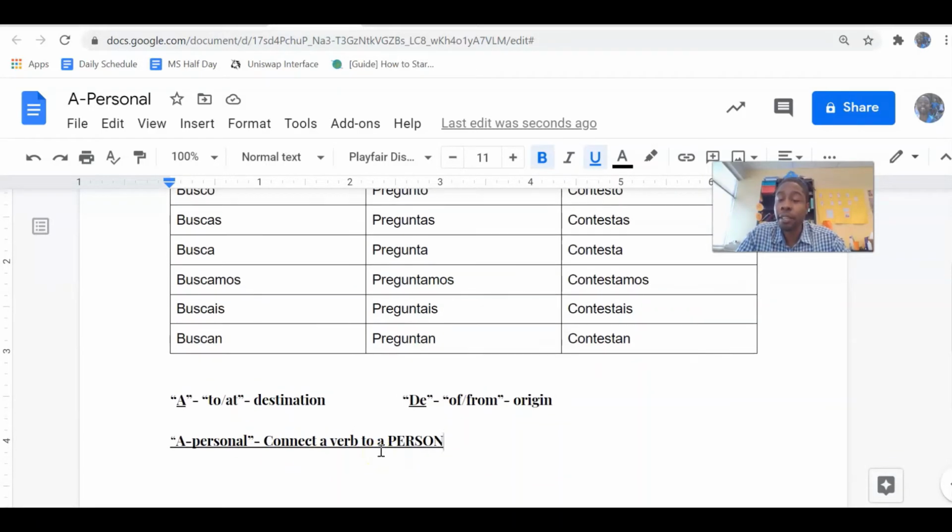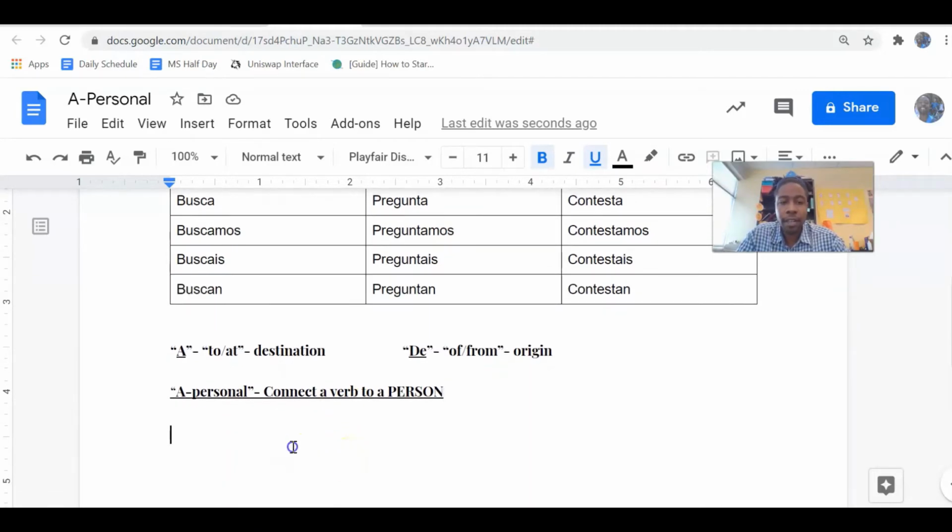So I want to show you some examples of how sometimes we use a word to connect our verbs to people in English, and sometimes we do not. And I want you guys to see the power that this apersonal has, and really be able to understand when you need it and when you do not. So let's start in English. We're going to try and say something like, I listen to my parents.